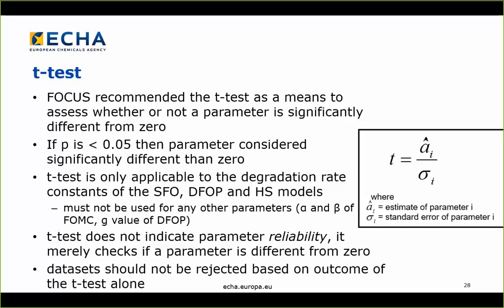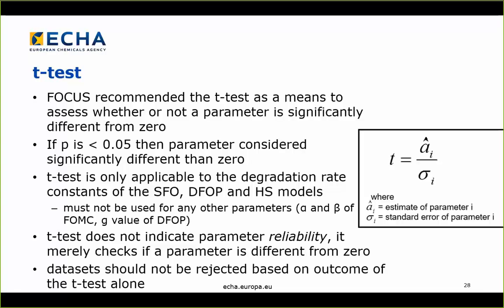Last tool is the t-test, and Focus recommended the t-test as a means to assess whether or not a parameter is significantly different from zero. So Focus says if your p-value from your t-test, which is calculated as standard by things like CAKE, so don't worry too much about the maths, if p is less than 0.05, then your parameter is considered significantly different from zero.